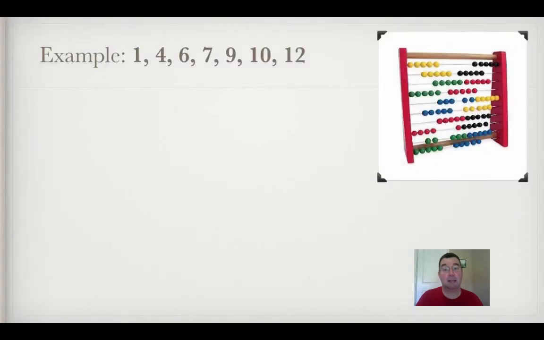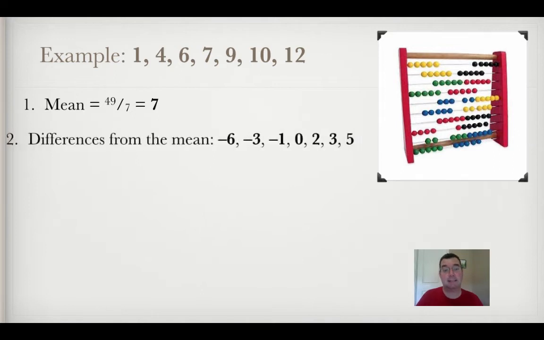So let's look at an example: 1, 4, 6, 7, 9, 10, and 12. So it's a small example, just to give you an idea. Well, the mean, if I add all those numbers together, I get 49. There are 7 numbers in the list, so the mean is 49 divided by 7, which is 7.